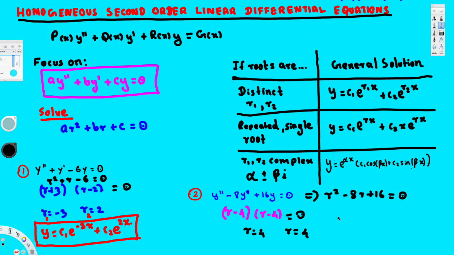Now let's go ahead and write this in that form. So this is going to be y is equal to c1 e to the power of our root, which is 4, so 4x, plus c2 x e to the 4x. And this is going to be the general solution for the second differential equation.